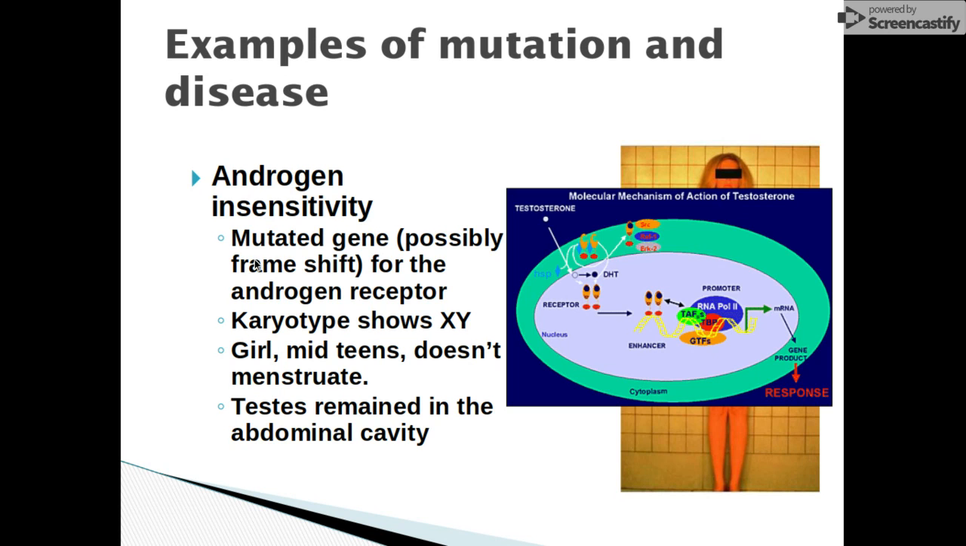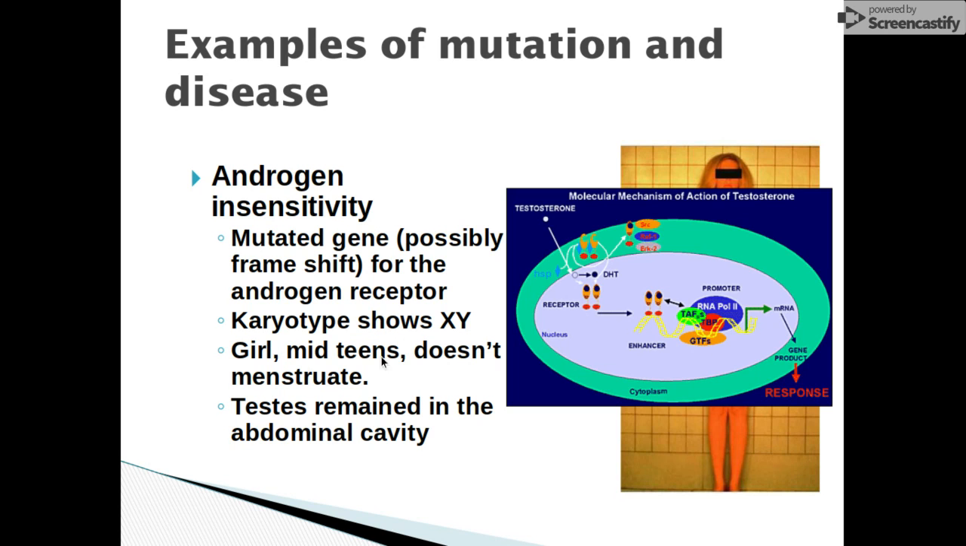Androgen sensitivity is another example. This is a mutated gene, probably from some sort of frame shift. So the androgen receptor on a cell that picks up androgen, the hormone, isn't made correctly. So even though an individual is XY, these are the actual sex chromosomes that they have, which is typically associated with males, they can't recognize this androgen. Okay, so things like testosterone, these hormones.